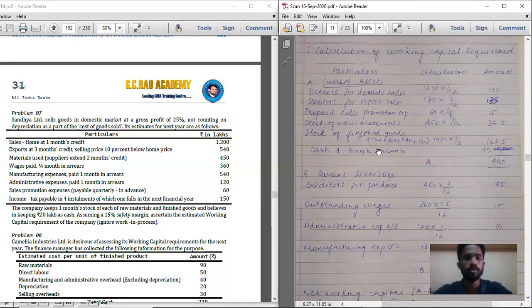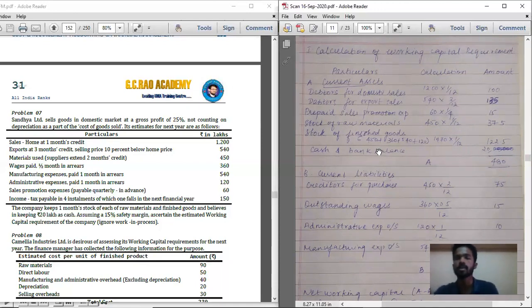So cost of finished goods, we should add all the material cost. So material is 450, wages is 360, manufacturing expenses 540, administrative expenses 120. So cost of finished goods is 1470. We should not add sales promotion expenses here because sales promotion expenses form part of selling cost of goods sold. It doesn't form part of cost of production.